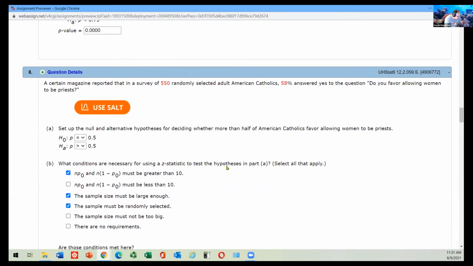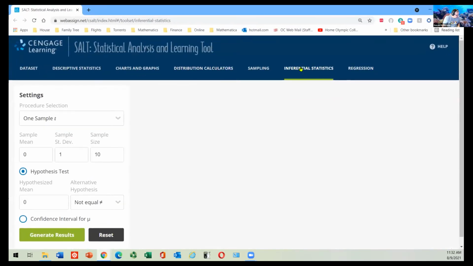I'm going to write down the numbers here before I forget. It was 58% of 550. So I'm going to have to figure out how many that ended up being. That ends up being 116 out of 200. Okay, I got that. And the rest I know. Okay, so I'm going to use salt. Bring this guy over.